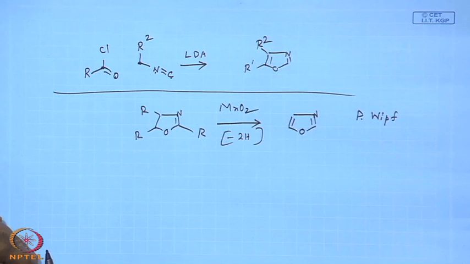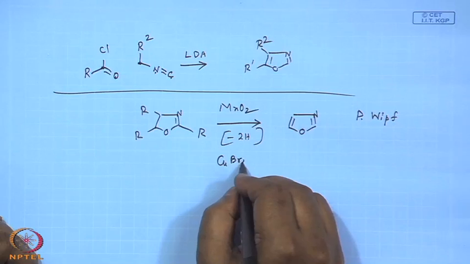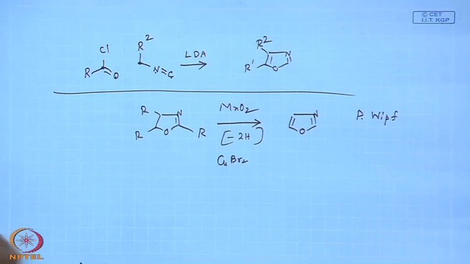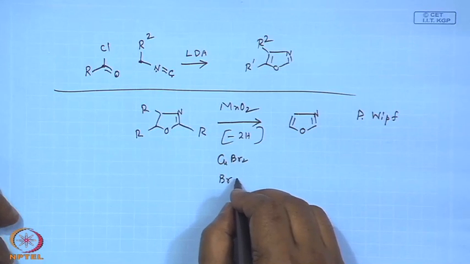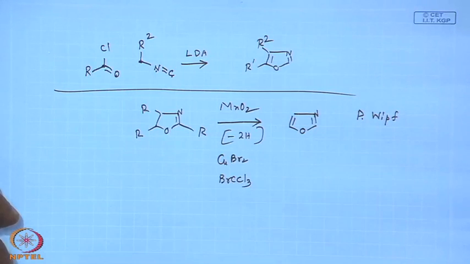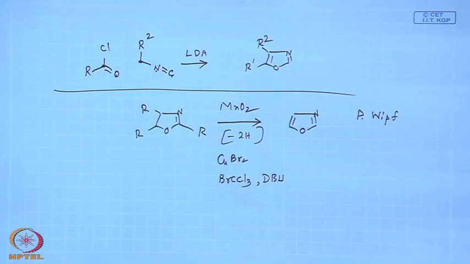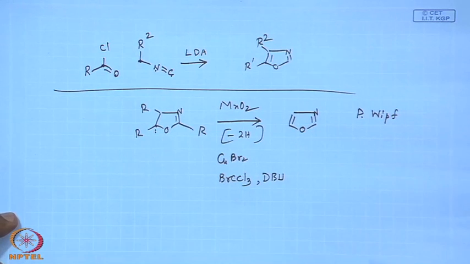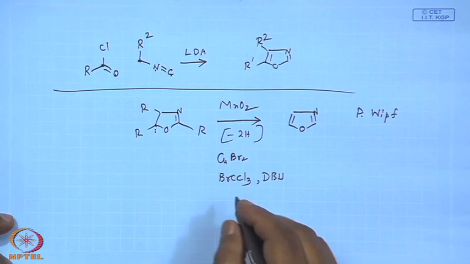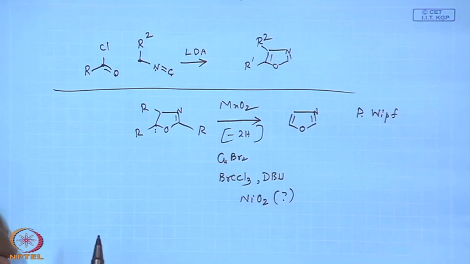In this example, actually, they used MnO2, and there are actually limited options. One can use cupric bromide, which serves as another oxidizing agent. The other one is bromotrichloromethane and DBU. How does it work? Actually, it first brominates this hydrogen, then DBU, as all of you know, is the base, so it dehydrogenates. And I am not sure, in my notes there is a question mark, probably you have seen it somewhere also with nickel peroxide, but I am not sure.